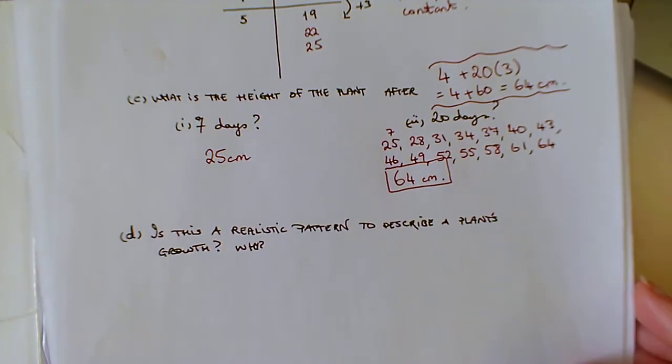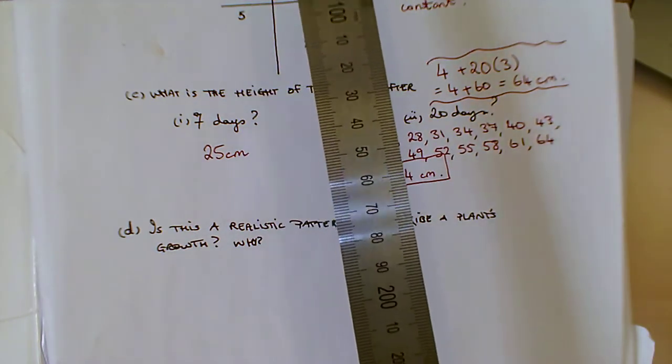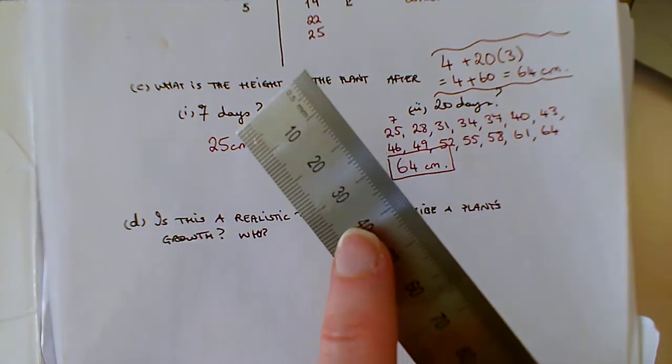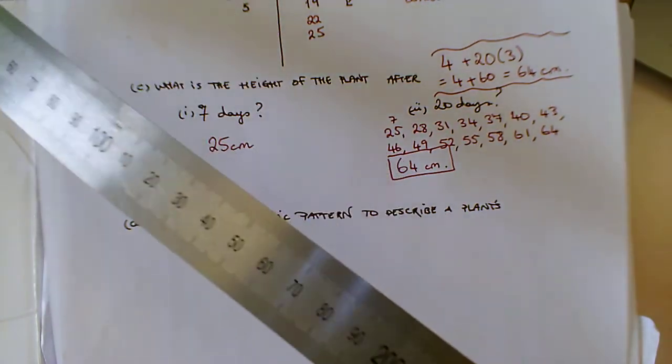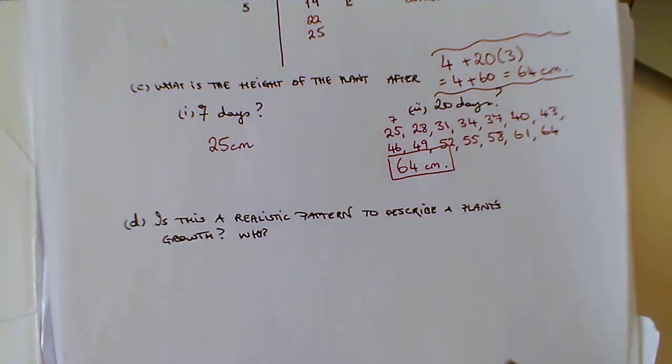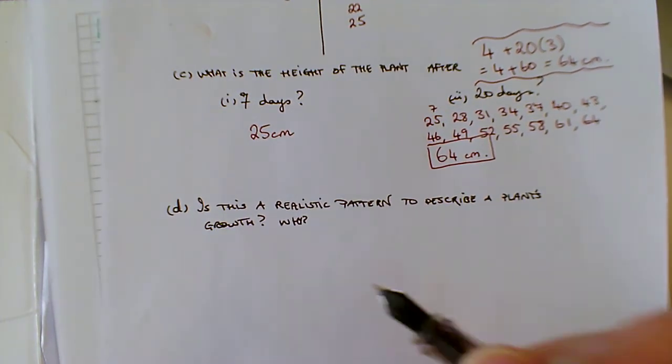The next question is, is this a realistic pattern to describe a plant's growth? So 20 days is around 3 weeks. And how much is 64 centimeters? That's more than half a meter. My ruler here, my big long ruler, is 30 centimeters. So something that started at 4 centimeters, would we expect it after 3 weeks to be more than 2 rulers long? I don't think we would. Now, some plants might grow like that, but I think we'd be surprised if a plant did that.